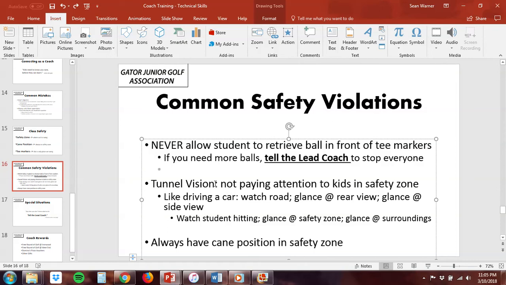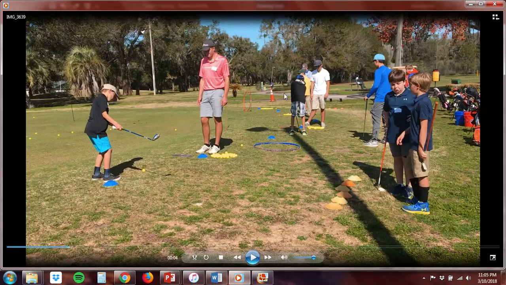All right. Tunnel vision. Always keeping your head on a swivel. Always be looking back at your safety, at your group. Pay attention to these guys. These guys are going to try to get away with whatever they want to get away with. But if your eyes are constantly looking at them, there's a saying, people respect what you inspect. So if you're constantly inspecting them, they're going to respect the cane position. All right. So always inspect. All right.